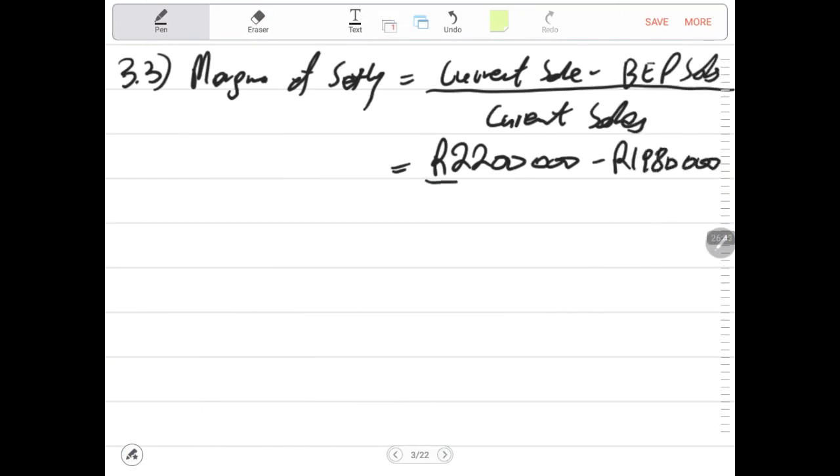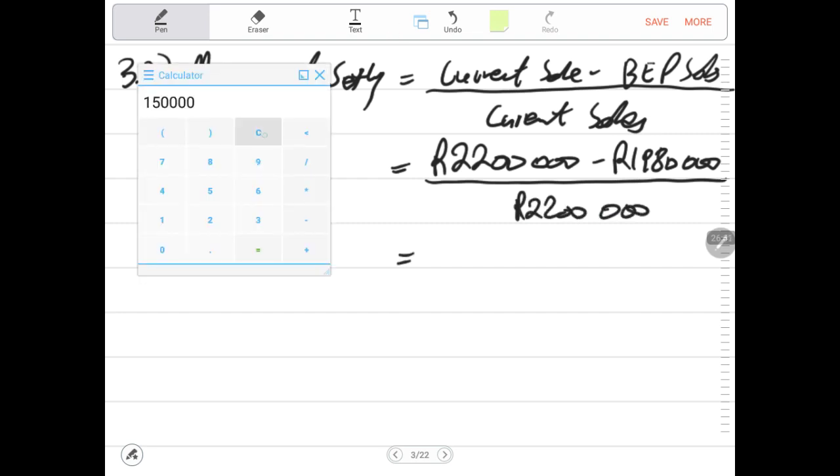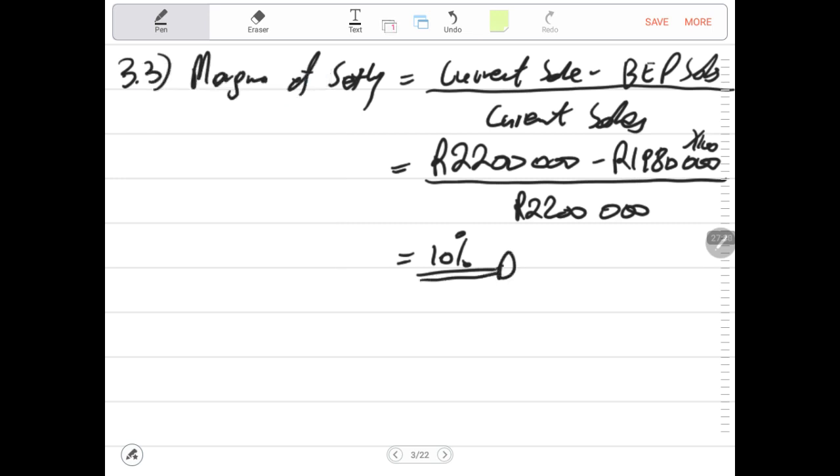So now we take that 1,980,000 rands, and we divide this again by 2,200,000 rands. Then after we do our calculations, 2,200,000 rands minus 1,980,000 rands. You can write this one then after you divide, but I'll just do it straight. 2,200,000 rands, and this gives us 0.1. Oh, don't forget to multiply by 100. I just had limited space there. Then this will give us 10%. This is the margin of safety percentage, or margin of safety ratio.